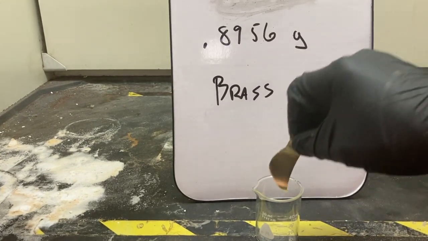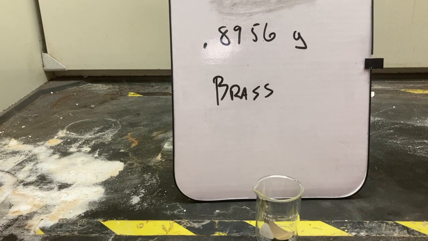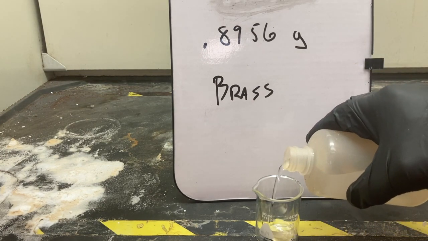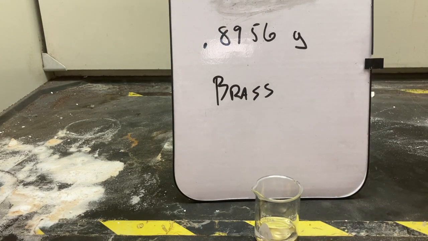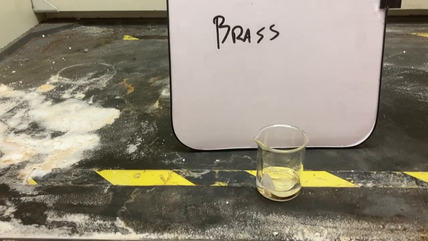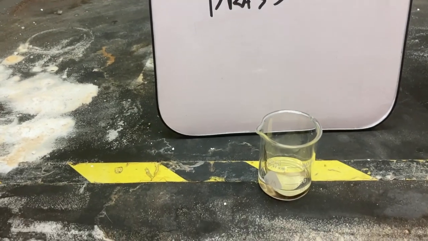This video is a recording of gathering data for analyzing the percent copper in brass through spectrophotometry. Here I'm dissolving some brass. You can see that I have 0.8956 grams of a brass sample. I'm adding some strong nitric acid to the brass. And brass is made of copper and zinc. So this means that both of those ions will be released as this brass dissolves.